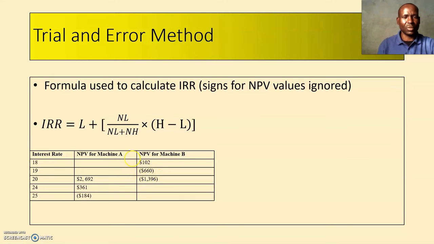So we ignore the other negative 1,000 and so on. That one is ignored. The same applies to machine A. We're only going to consider $361 and negative $184. And then we apply the lower and higher discount rates respectively. So let's go to the next panel where we've done the calculations.